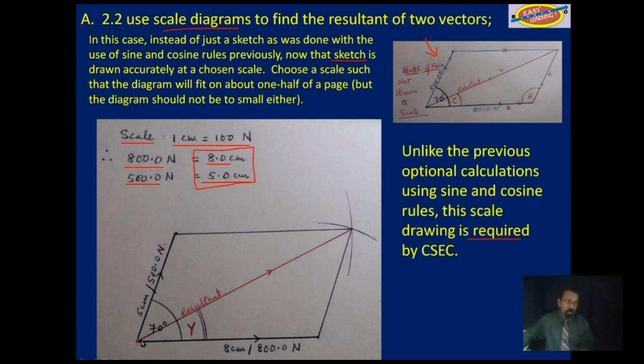So first of all, we draw a line here. We label it 8 centimeters, 800.0 newtons. We measure that angle up there, and through it, we draw a line 5 centimeters. We write in the 70 degrees here, and we have expressed the information we are given. Then we complete the parallelogram by locating this point, drawing in that line up there and this line here. And then we draw a diagonal from the point of origin.